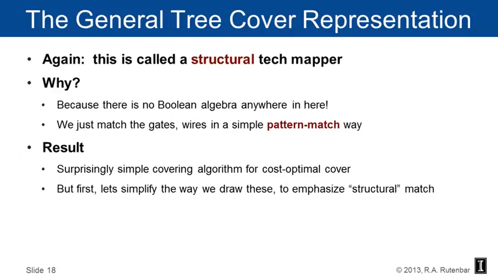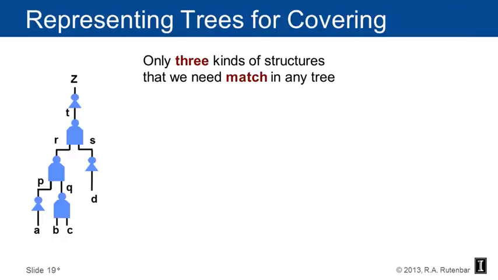So just to summarize there, the general tree cover representation is a structural technology mapping. There is no Boolean algebra anywhere. We just match the gates and the wires in a simple pattern matching kind of way, and the result is a surprisingly simple covering algorithm for the cost optimal cover. But first, I want to simplify the way we draw these because there's still just too much going on in these diagrams, and I want to emphasize the fact that this really is a very simple kind of pattern matching process. And so I'm going to show you how we're going to represent the trees for covering.